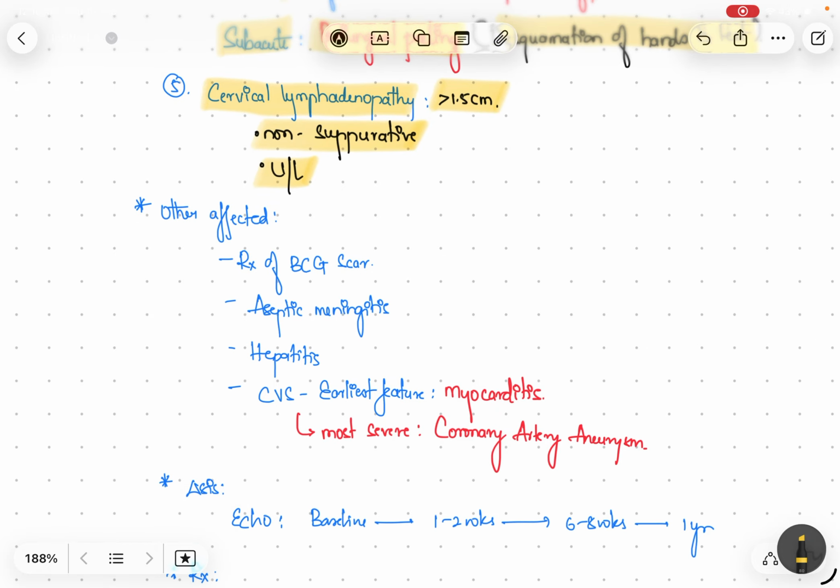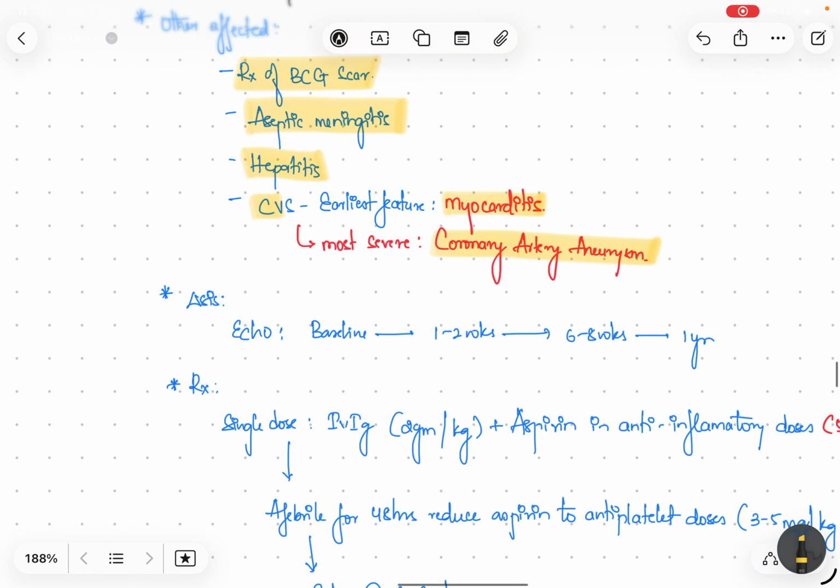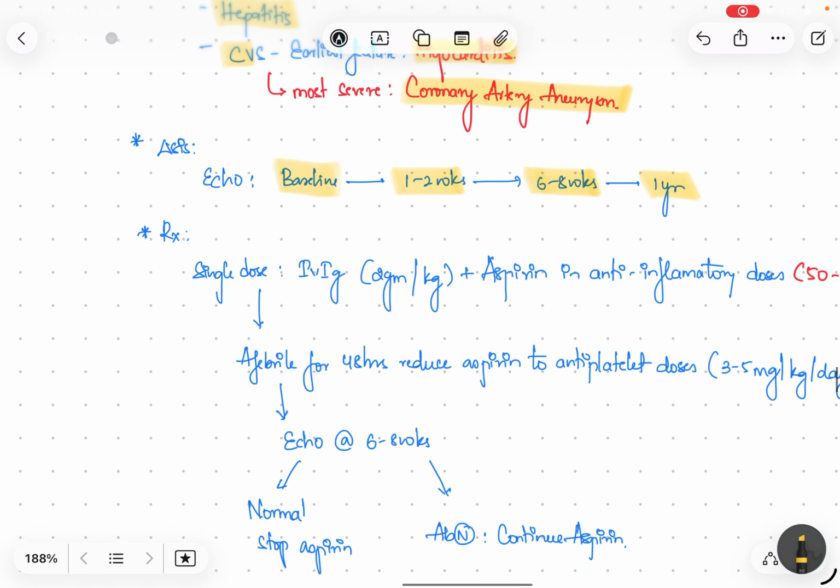So what are the other affected things? Redness at the BCG scar site, which is typical in Indians, you can see. Then aseptic meningitis, hepatitis, and in CVS the earliest feature is myocarditis. Most severe is coronary artery aneurysm. When it comes to diagnosis, you will do 2D echocardiography. First at the first visit as baseline, then after 1 to 2 weeks, then at 6 to 8 weeks, then at 1 year. So 4 times we are going to do the 2D echo.